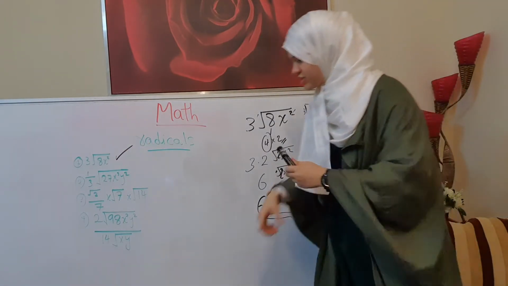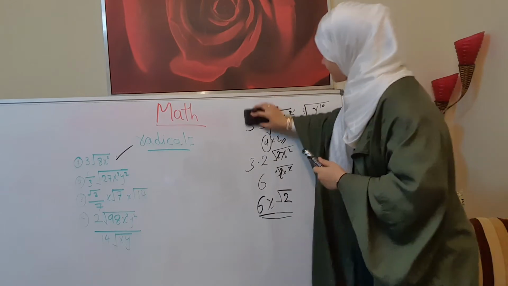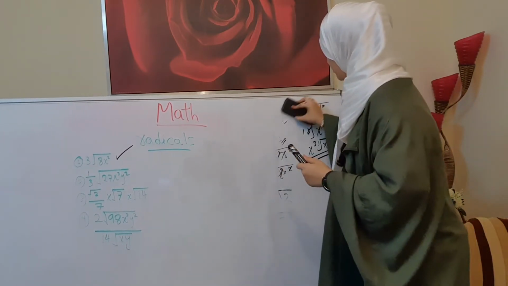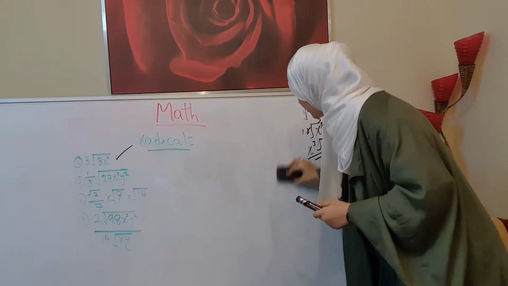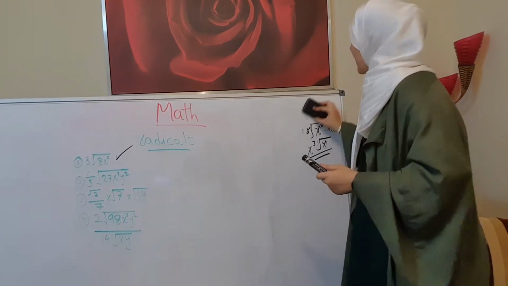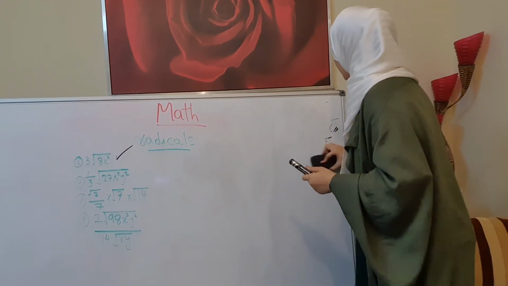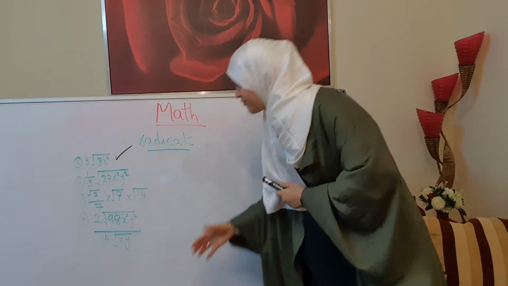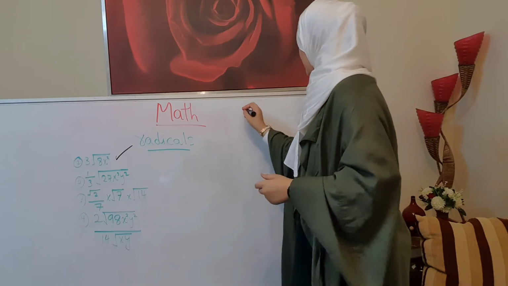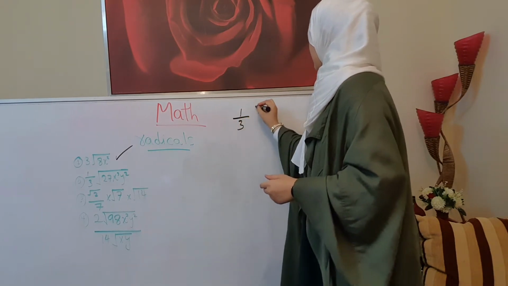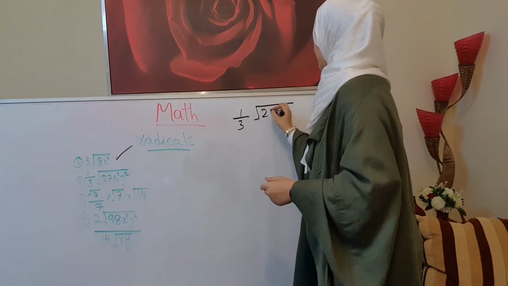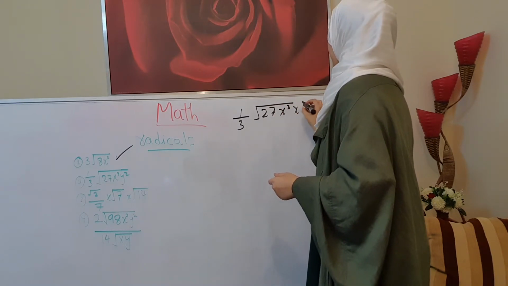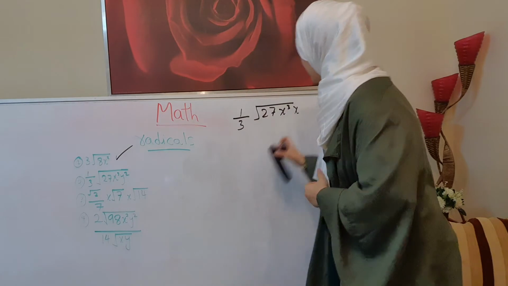Now the second question says 1 over 3 radical 27 x cubed y squared. Okay, 1 over 3 the square root of 27 x cubed times y squared.